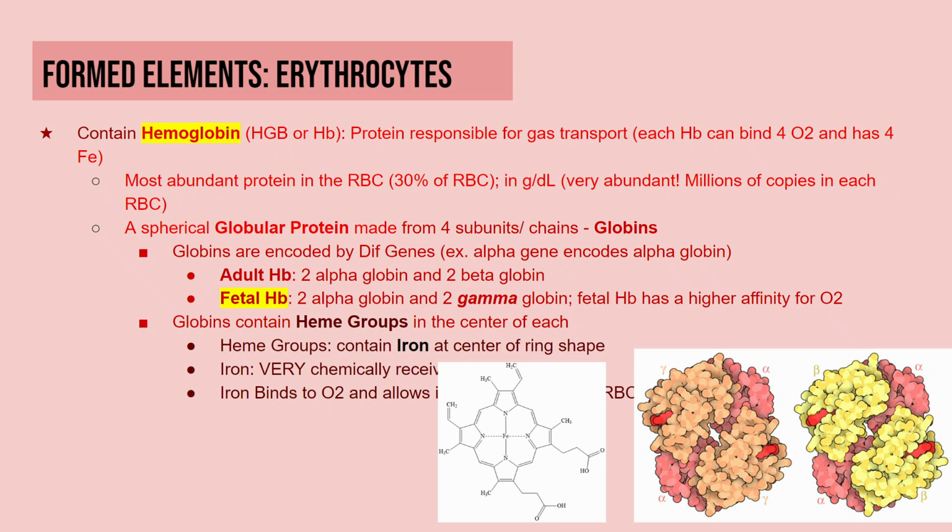There are 2 different types of hemoglobin. When you're an adult, you have a certain type, and when you're a fetus, you have a different type. In adults, you have 2 alpha globins and 2 beta globins, as you can see, like the yellow one on the bottom right. And then fetal has 2 alpha and 2 gamma. What that basically does is having the different globins changes the hemoglobin's overall affinity for oxygen.